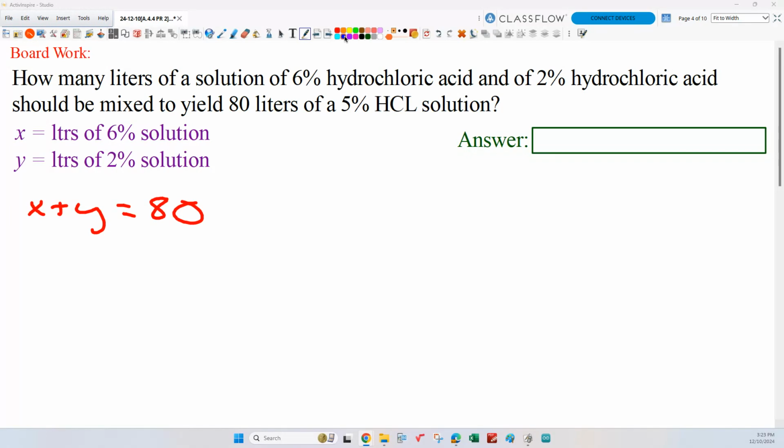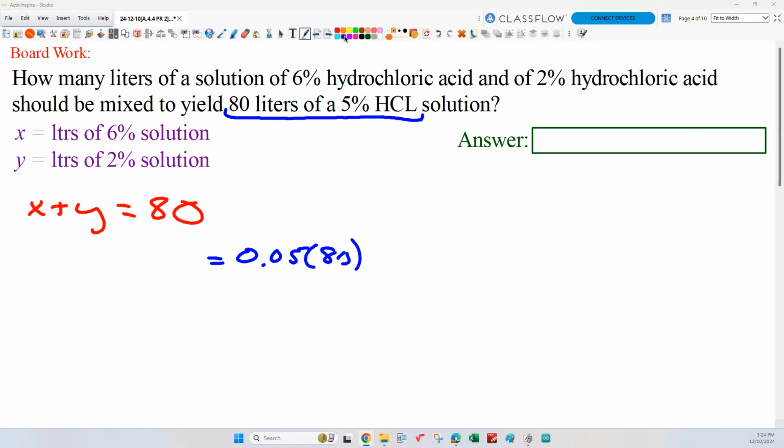So the other equation has to do with the total amount of just the pure acid, right? So we know that we want to make 80 liters of a 5% solution. So 5% of 80, which is actually just 4, right? So we're only going to end up creating 4 liters of pure acid. It's diluted, right? It's a 5% solution, but if I just look at only the acid content, it would be 4 liters. It's that product.